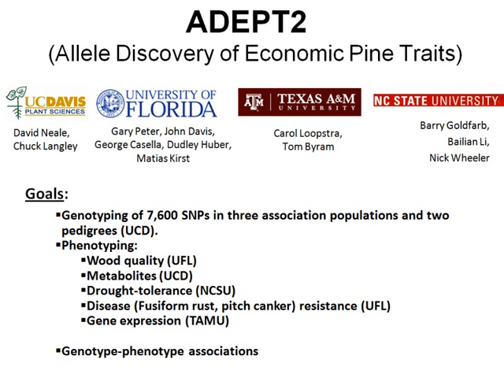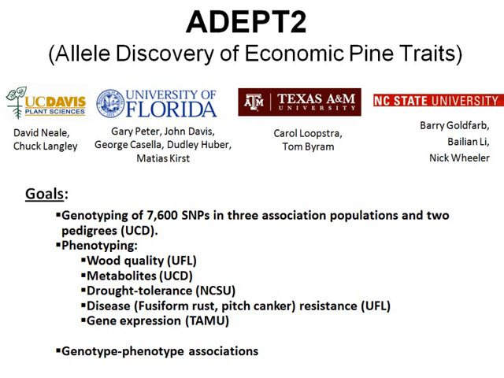Okay. So we're in Texas now, and I'm in Dr. Loopster's lab, and my work there was part of the NSF-funded project called ADEPT2, and it involved UC Davis, the University of Florida, Texas A&M, and North Carolina State University. The goals for this project were to identify naturally occurring phenotypic and genetic variation in loblolly pines, and then use association genetics approaches to correlate SNPs in these pines with variations in complex traits.